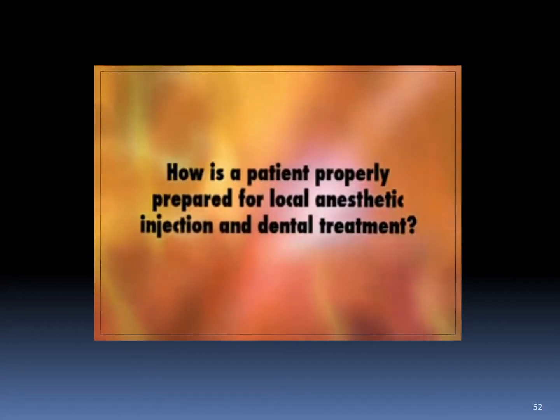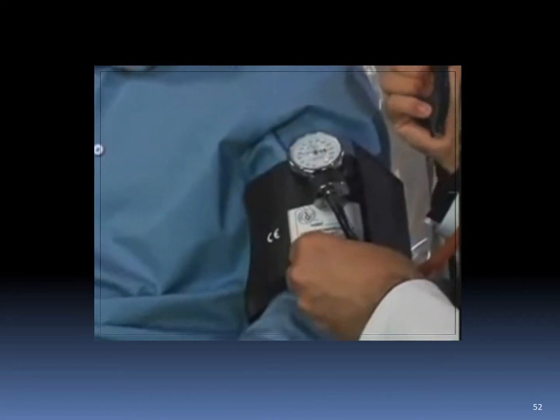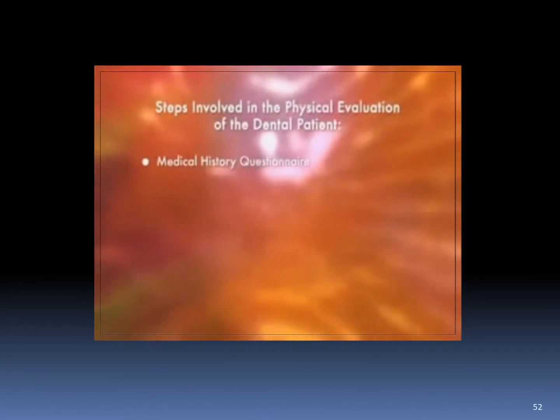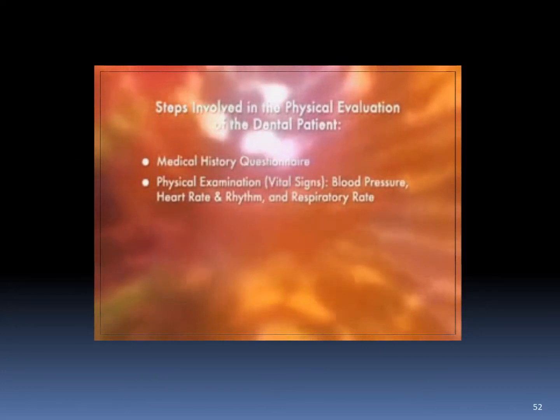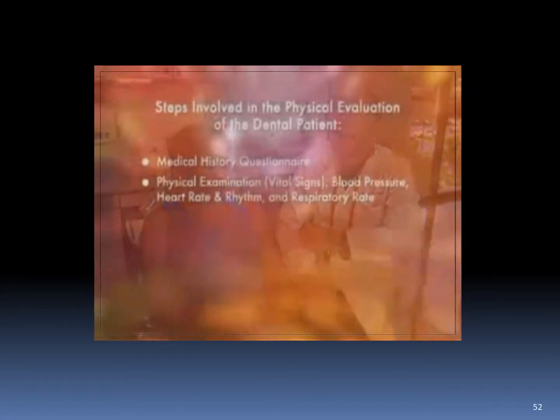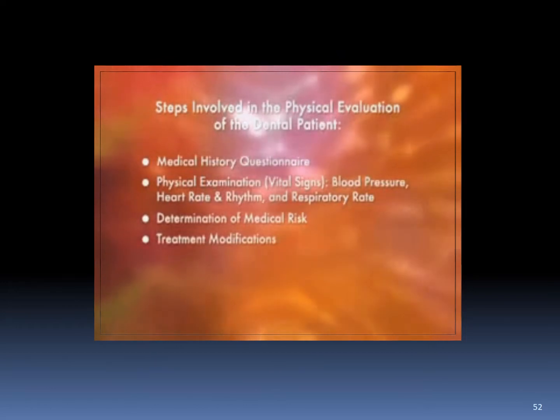How is the patient properly prepared for local anesthetic injection? Prior to administering a local anesthetic, the patient must be evaluated for their ability to safely tolerate the stresses, both psychological and physiological, involved in the planned dental treatment. The steps involved include a medical history questionnaire, a physical examination which includes vital signs such as the blood pressure, the heart rate and rhythm, and respiratory rate. We will then determine the patient's medical risk and any necessary treatment modifications.